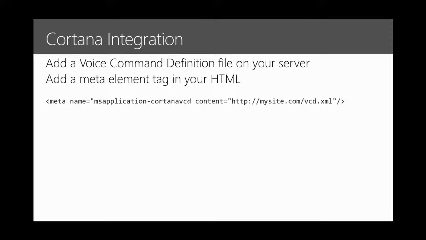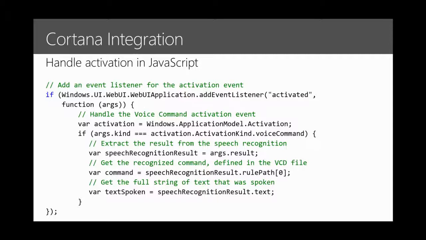So either at the top of pages where it makes sense, or if you have a SPA-like or a single-page application type of a site, then you could put it in a more global area. But this declares that you would like to take advantage of Cortana integration. And then after you do that piece, then you can go into your JavaScript. Now, keep in mind, this is JavaScript that's running on the server, but is being downloaded in the hosted app. And because of that, you would be able to run this kind of script and actually integrate with Cortana.